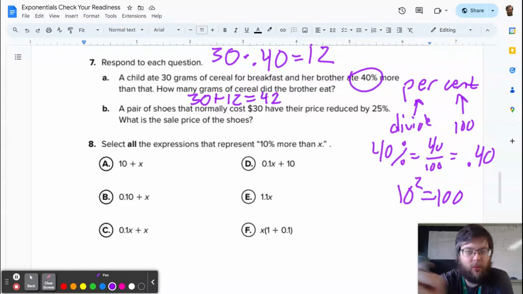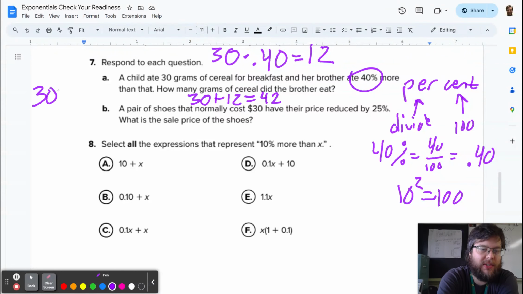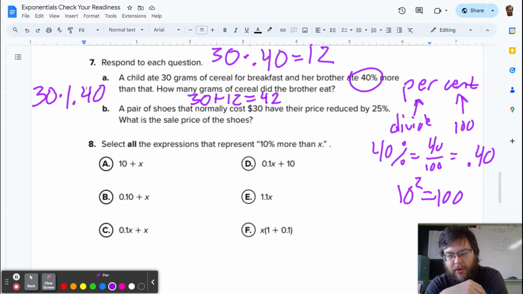If you want to do that in one step, you can think of it like this: 30 times 1.40. And the 1.40 is thinking of 140% because they ate 40% more. So they ate 100% plus 40 more percent.